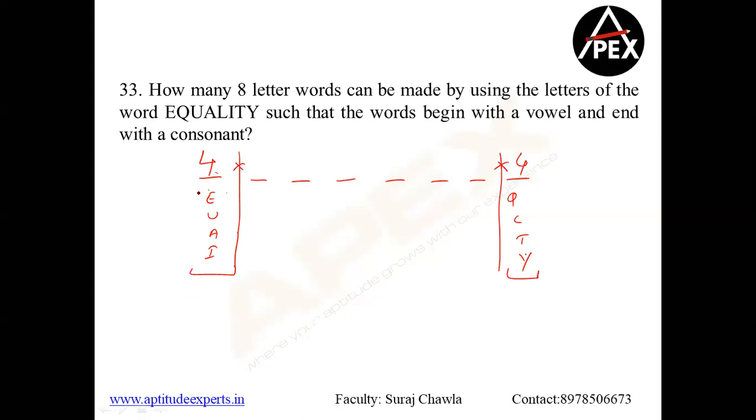That means only two letters are gone. If two letters are gone, six things in six places will be 6 factorial. So most of you got the right answer. It's 6 factorial into 16, which is nothing but 720 into 16. Clear? Can you solve this, please?